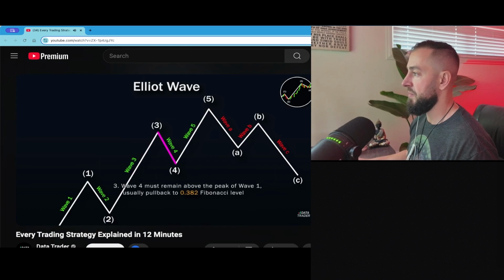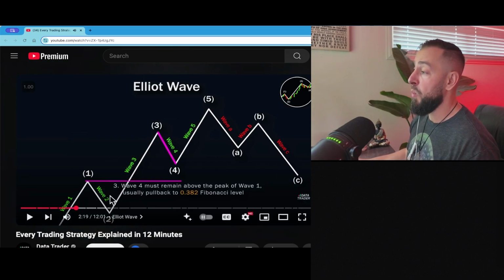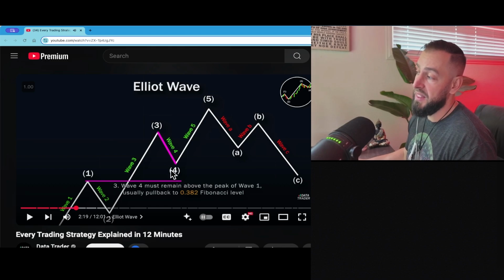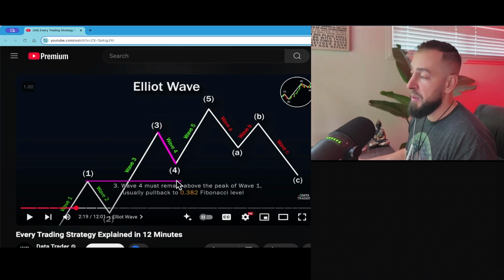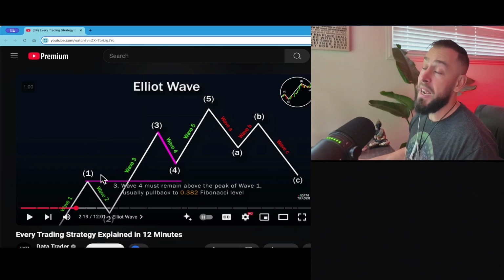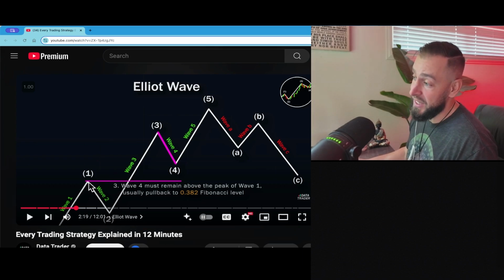Third, wave 4 must remain above the peak of wave 1. Okay, now why would that be the case? Why would this have to be above here? Because now that's a gap. Do you see this is an open gap? ICT traders, you might call that a fair value gap, but it's just a gap, right? There's a gap between this high and this low. And what does that show you?